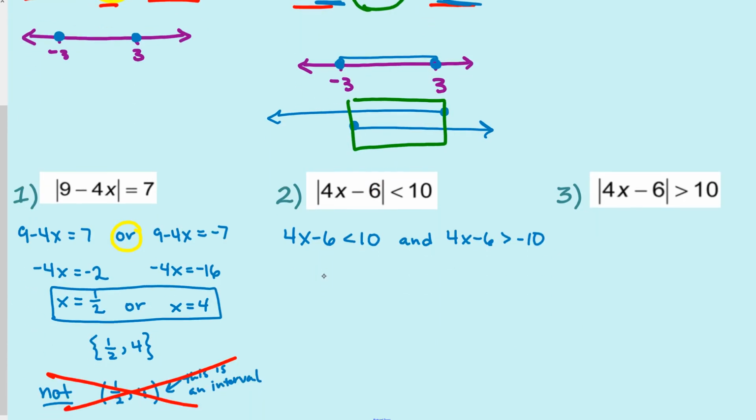So let's go down and solve this. Add 6 to both sides. 4x is less than 16. Divide by 4. X is less than 4. The other one, add 6 to both sides. 4x is greater than negative 4. Divide by 4. X is greater than negative 1.